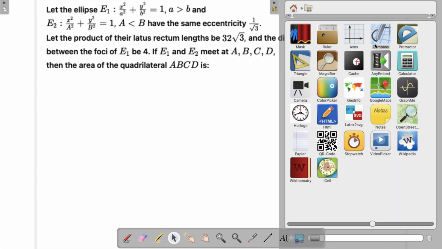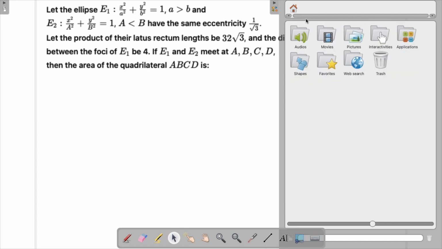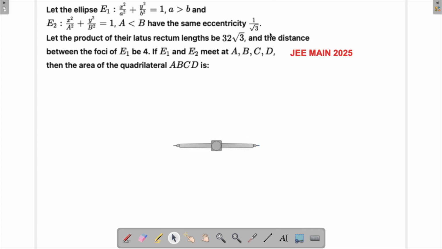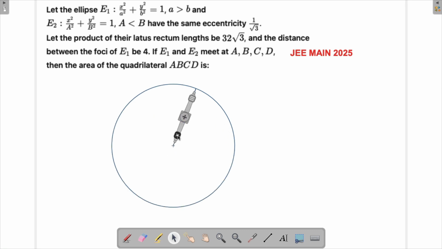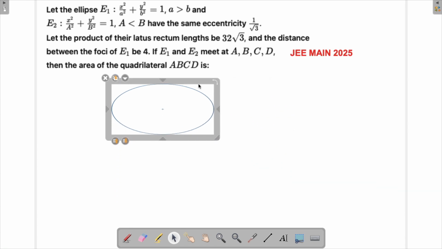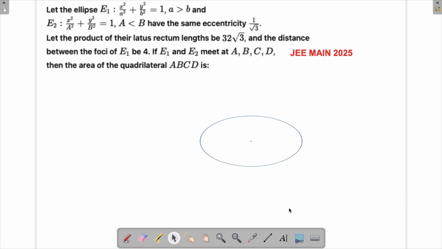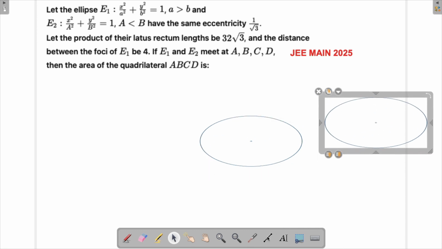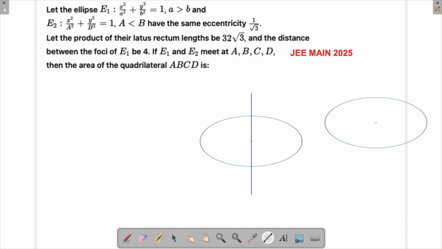So first of all, let's create the ellipses. Let's do it quickly and then we will work out the problem. So this is first the circle, and then I'll create an ellipse out of it. So this is how it is. Now I can take a copy of it and rotate it. So this is one which has the center like this.